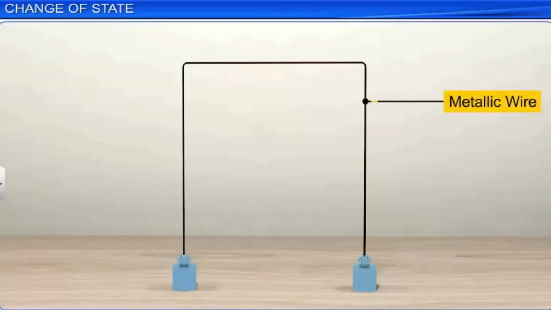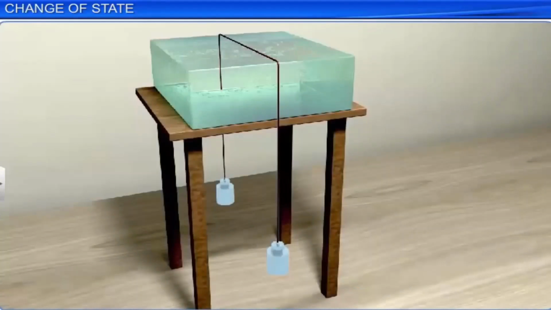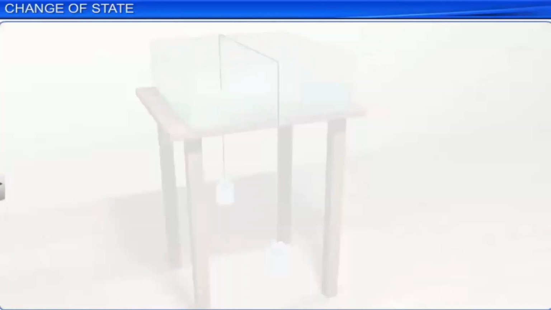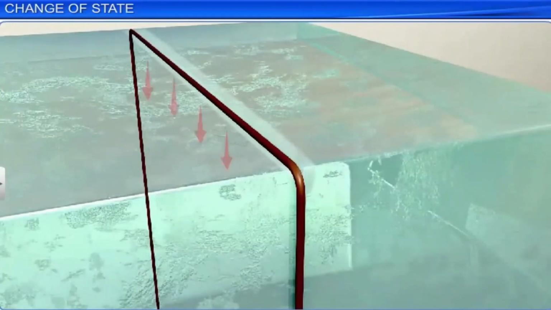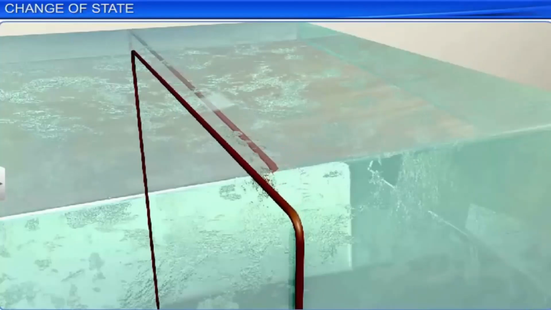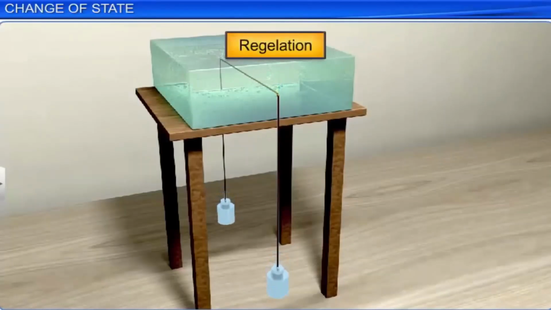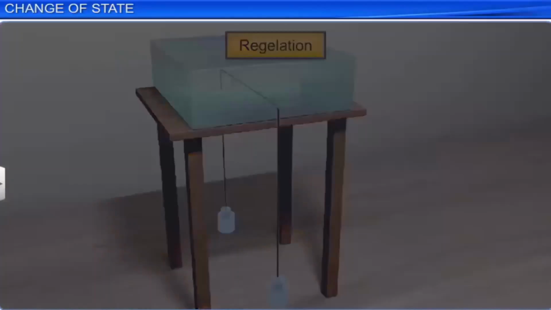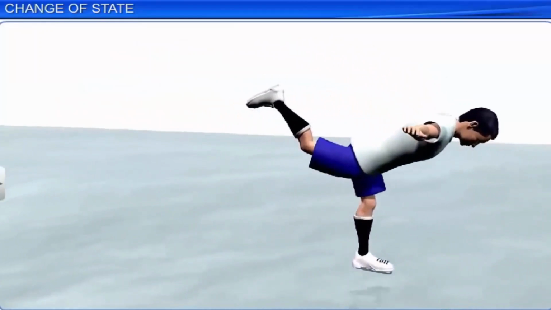If a metallic wire with two masses tied to both ends is placed on a slab of ice, we observe it passing through the slab. As the wire exerts pressure, the ice beneath it melts. When the wire passes through, the water above the wire freezes once again. This phenomenon of refreezing is called regelation. In fact, ice skating is possible only because of regelation.